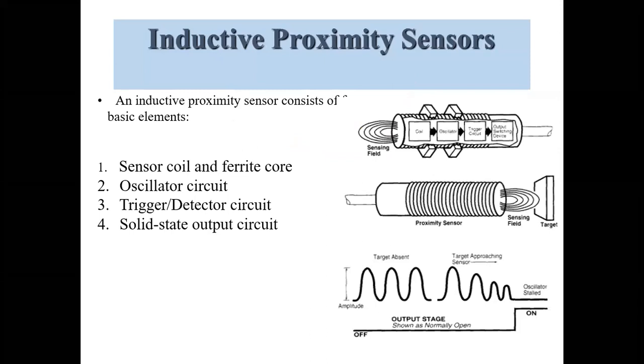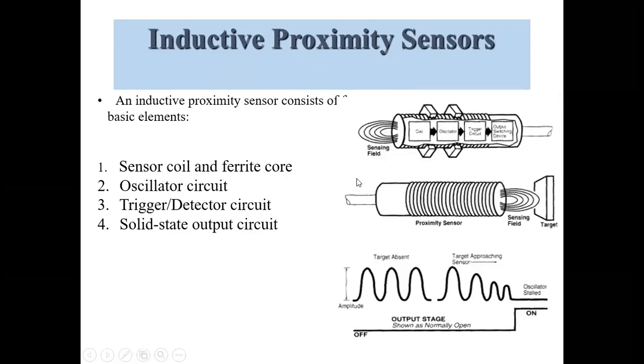Next, the inductive proximity sensor consists of four basic elements. You can see in the figure also: the sensor coil or Faraday coil, oscillator circuit, trigger or detector circuit, and solid state output circuit, which is centered to the Faraday coil.